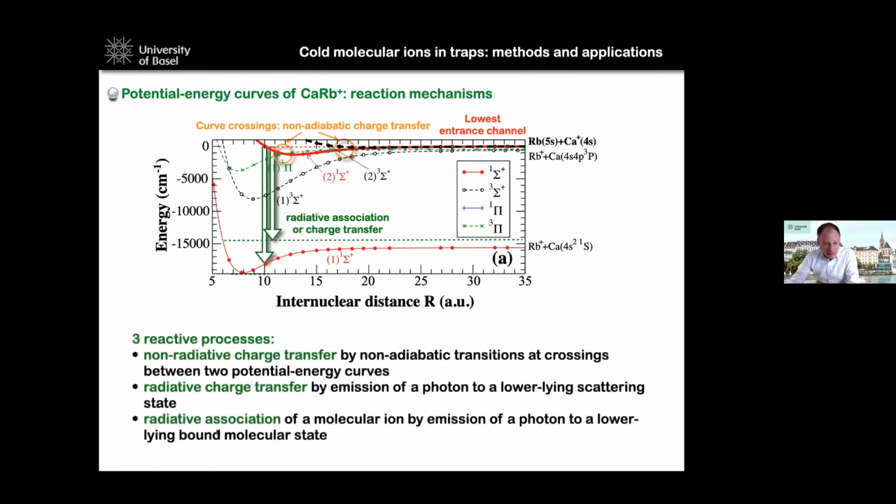Okay, so we have three processes that can go on here in principle: non-radiative charge transfer at these curve crossings, radiative charge transfer, and radiative association. Okay, so this is rich physics that's going on, if you like.